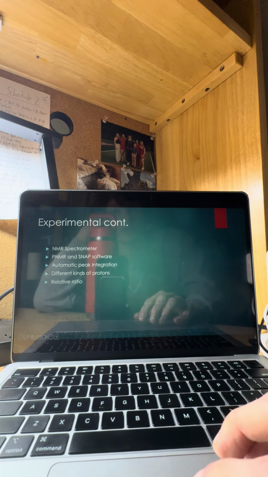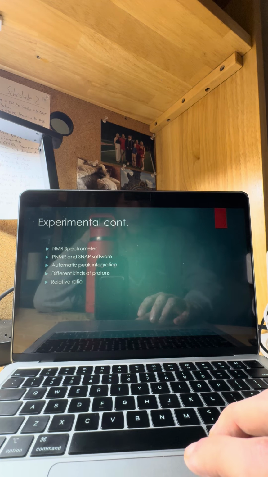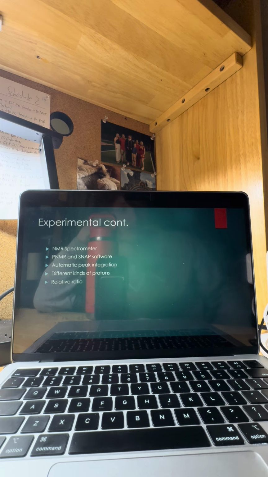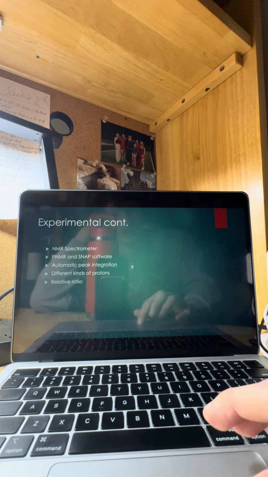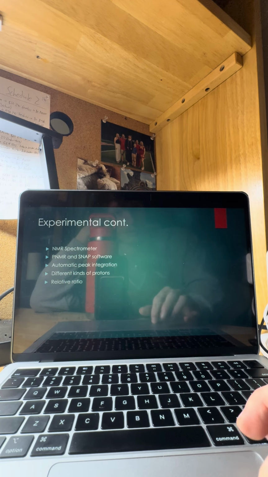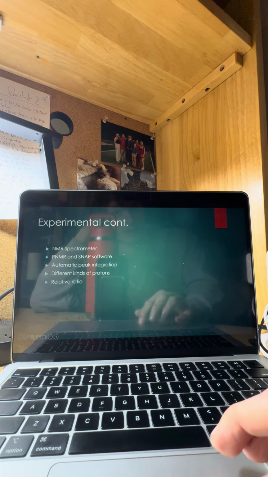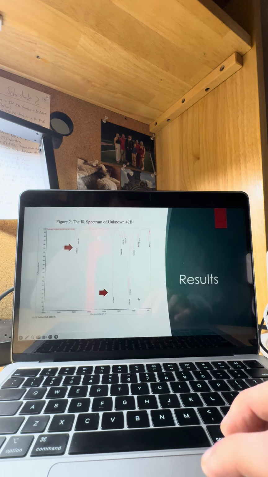For the NMR spectrometer, we use PNMR and SNAP software, and so these softwares help us to graph and use automatic peak integration in order to get the ratio of the peaks and therefore the relative ratio of the different kinds of protons. And as I said, the different kinds of protons will be able to tell that by the number of peaks shown on the graph.